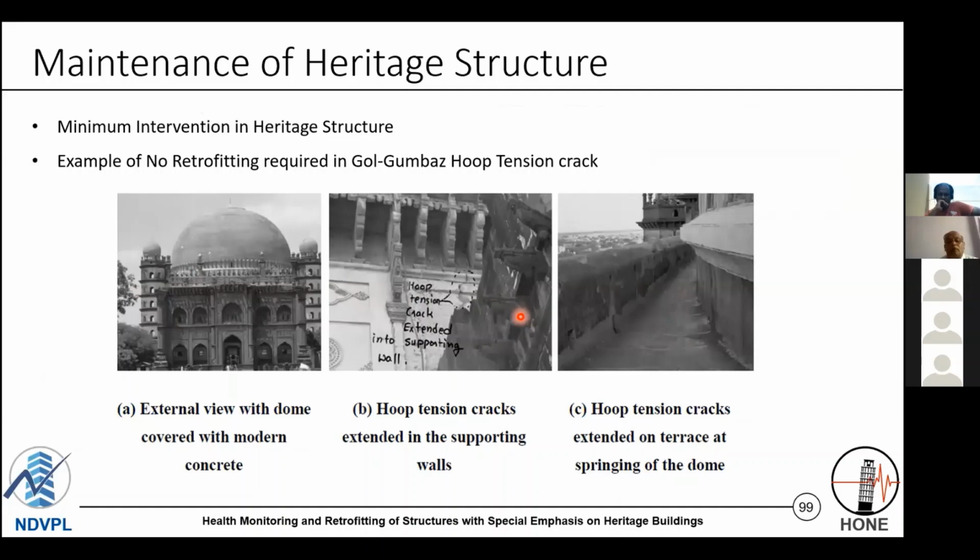Unfortunately, this Gol Gumbaj is covered with gunniting and steel rods around the dome. Very unfortunate. How somebody can do it without analysis of the structure, I really wonder how somebody is permitted to do that.